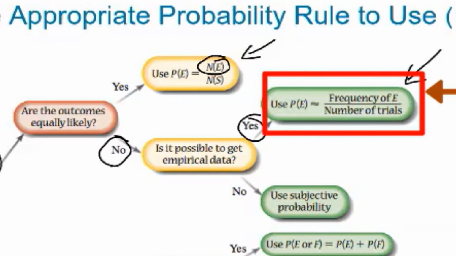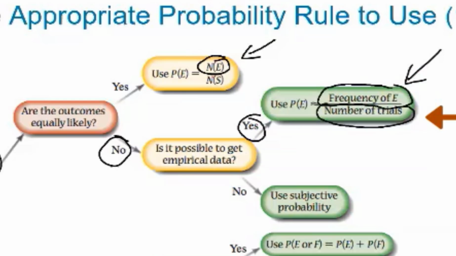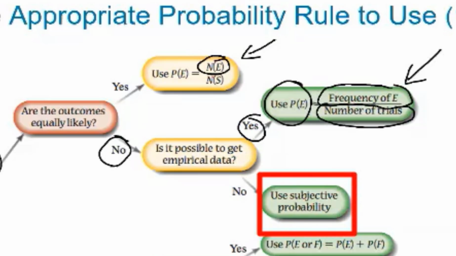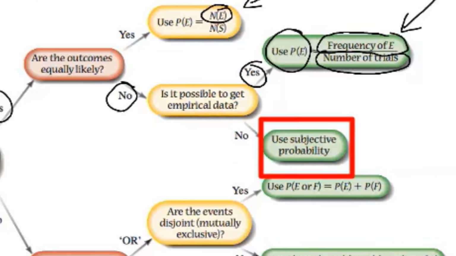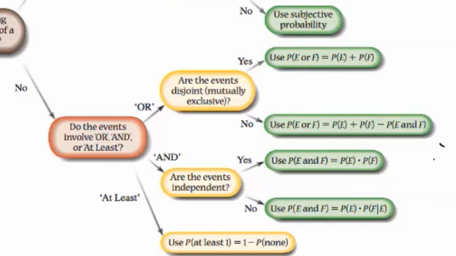You need to count the number of times this event appears divided by the total number of trials that you repeat this experiment. The bigger the number of trials, the closer this probability will be to the theoretical or actual probability. If you cannot do this procedure, then you need to use a subjective probability. You need to use your experience and knowledge about this event to forecast this outcome.